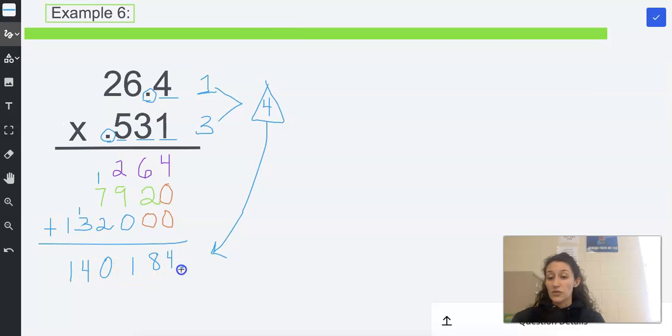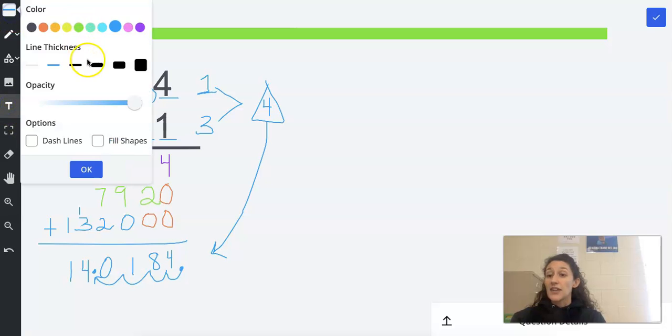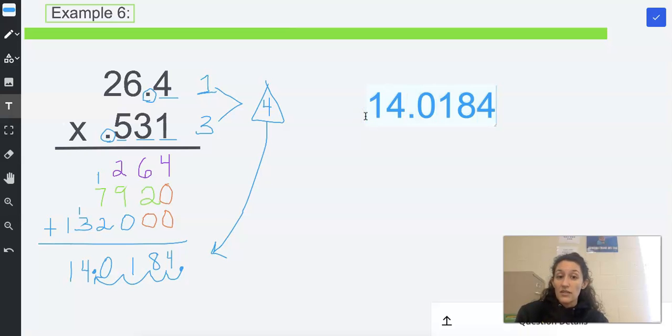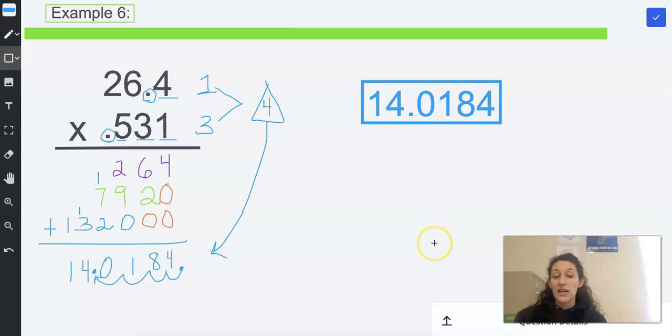140,184 has a decimal over here at the right, and we move that decimal 4 times to the left. 1, 2, 3, 4 times. So I went past 4 numbers. And it ends up between the 4 and the 0. I go to my typing tool, I change this to a larger size so we can see it a little bit better, and I type 14.0184. I grab the rectangle to show that this is my answer. So I'm putting a box around my answer.